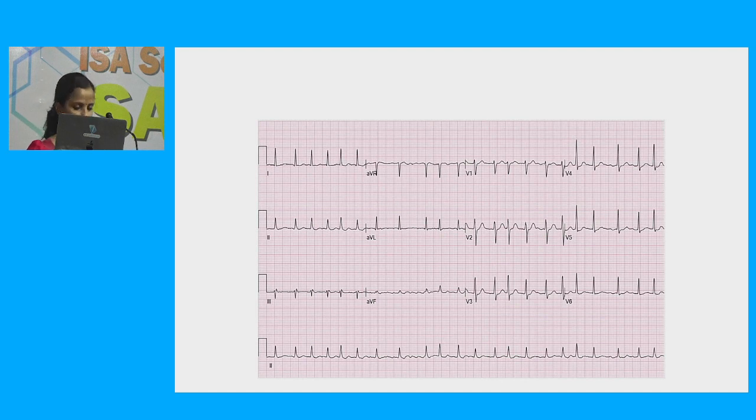Atrial fibrillation can be due to conditions like mitral stenosis. So, as you said, it is an ECG of atrial fibrillation. So what could be the causes? It can be seen in mitral stenosis, hyperthyroidism, hypertension, and conditions like lone AF, holiday heart syndrome, hyperthyroidism.